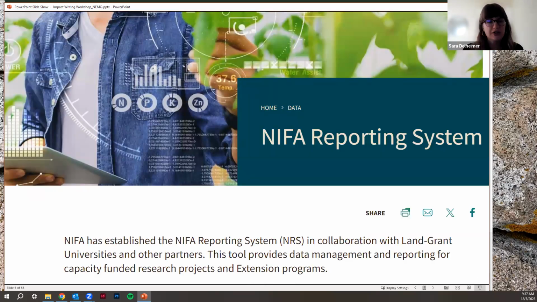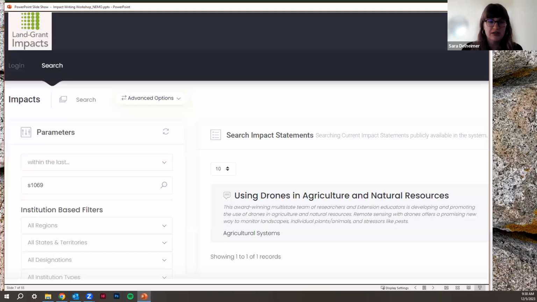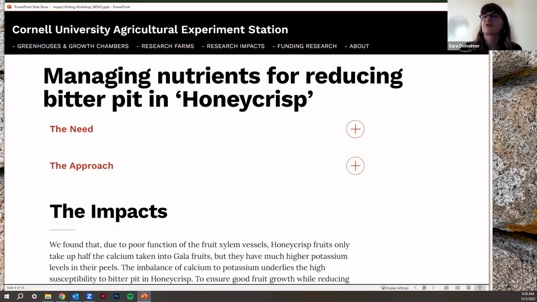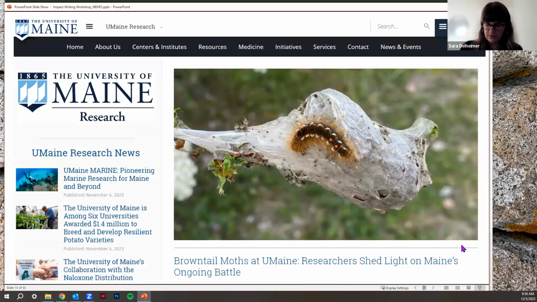Impact statements are really versatile. They can be used in a lot of different ways on many different platforms. One basic way that most of us use impact statements is submitting them to databases. I bet a lot of us are very familiar with submitting to the NIFA reporting system. You might also already be submitting to databases like the National Land Grant Impacts Database. Your institutions also likely have either internal or public-facing databases or websites that collect impact statements. Here's a nice example of a research impact page with some reports from Penn State. Or another example of an impact website from Cornell. Your university might also be sharing impact stories on a news site or a news page, like UMaine does here.